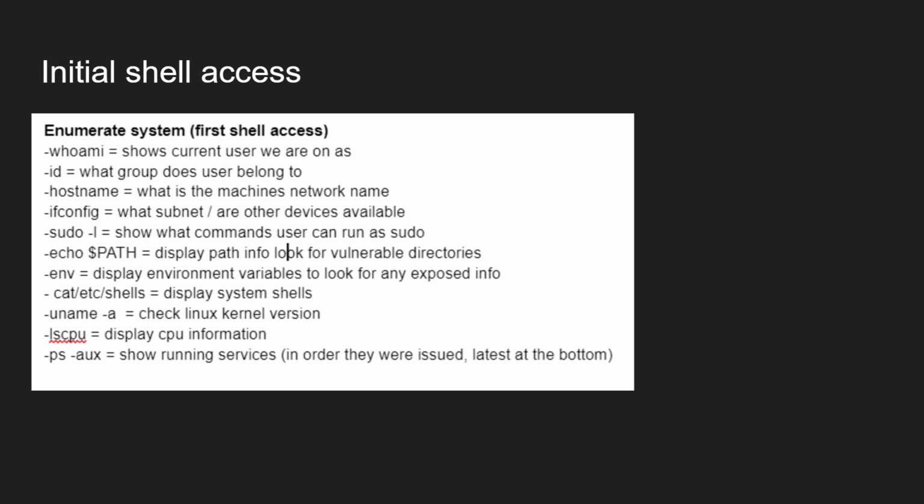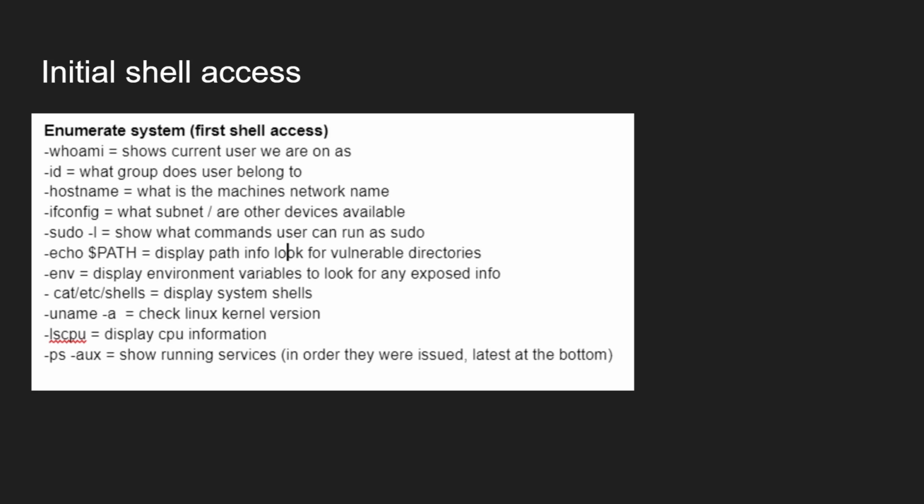lscpu, this is another cool one. It's a bit more of a ninja one, but let's say you're looking at specific exploits, and it says maybe it only runs on a single thread, or something related to the architecture of your system. This is going to let you know whether or not you can run those types of exploits.